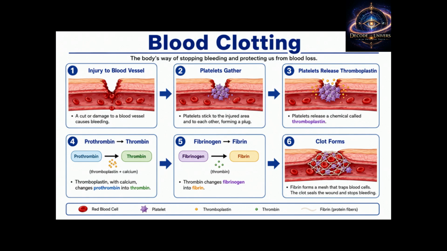Real-life example. When a road breaks, workers place barricades and repair material. Similarly, fibrin forms a net to stop blood loss. 11. Lymph.